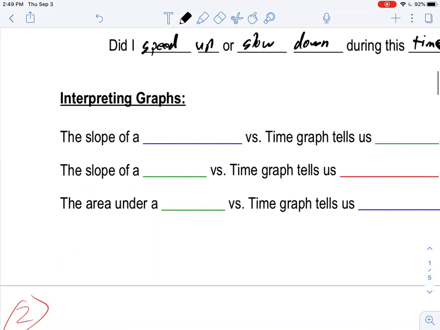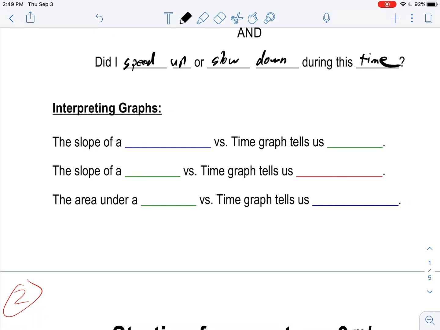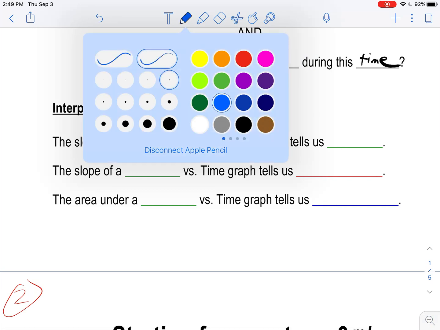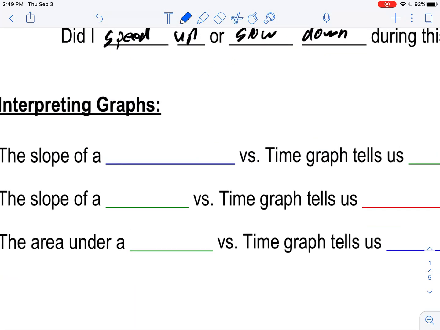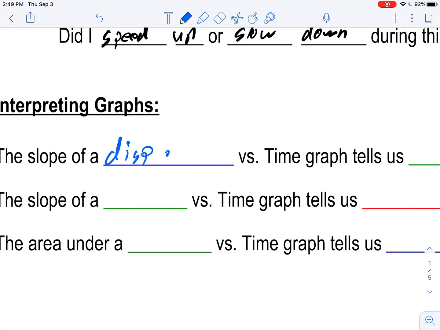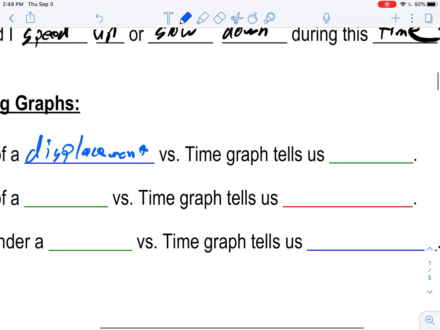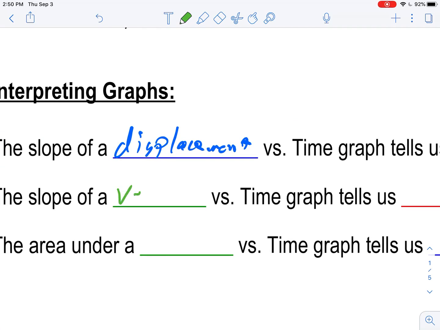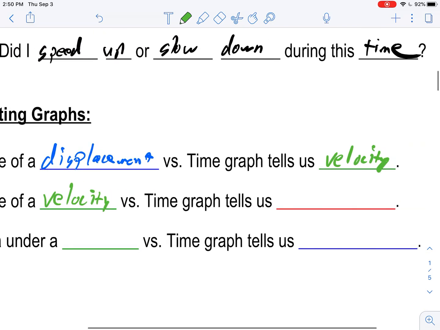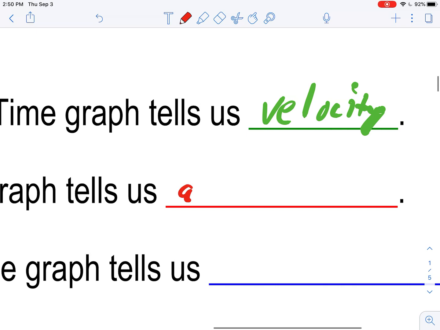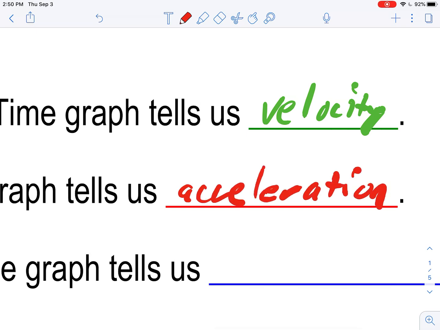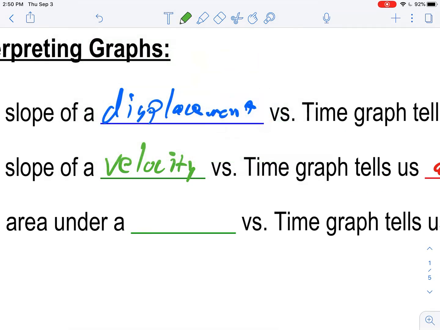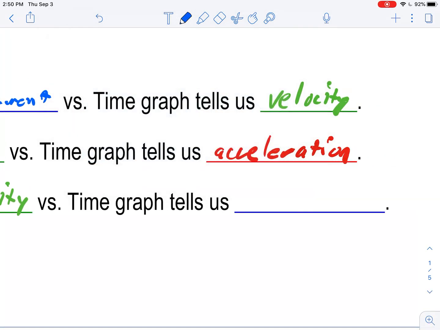At the bottom of this page 1, okay, is also a summary of the tricks that we use for the different motion graphs, and why they work. All right, the slope of a distance time graph tells you speed. The slope of a displacement versus time graph tells us the velocity. All right. The slope of a velocity versus time graph tells us acceleration. All right. And then last but not least, the area under a velocity versus time graph tells us the displacement of the object.